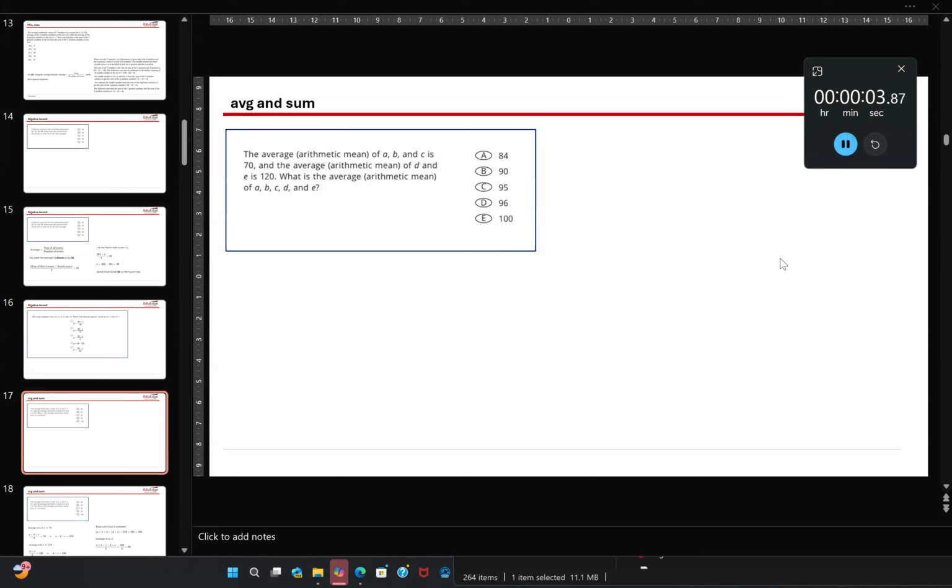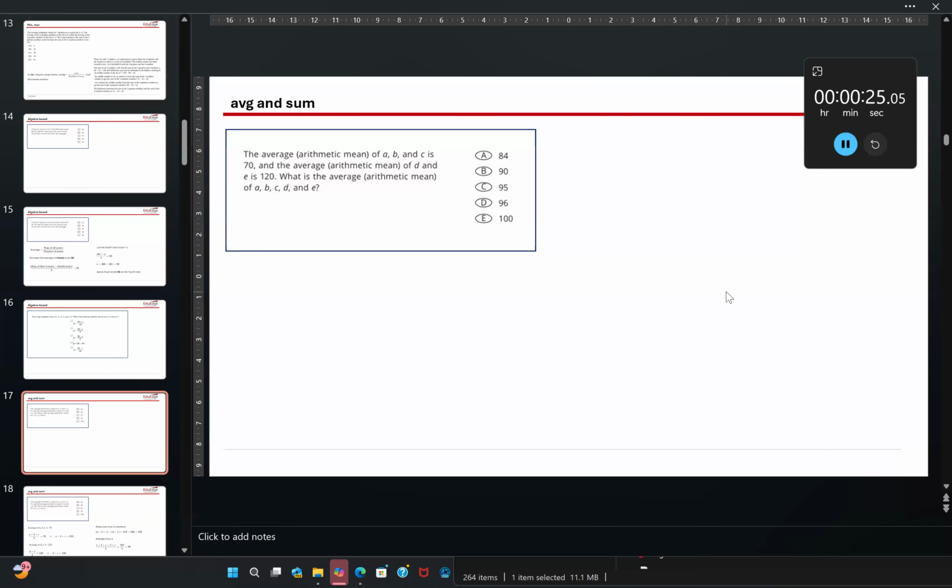The average of ABC is 70. So A plus B plus C is 210. The average of D and E is 120. So D plus E is 240. I need to add everything. 450 upon 590. B. Okay. Good.